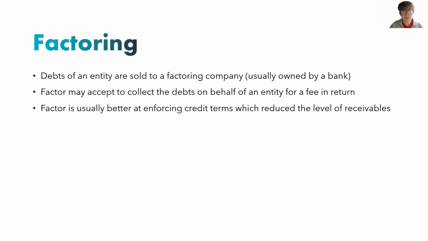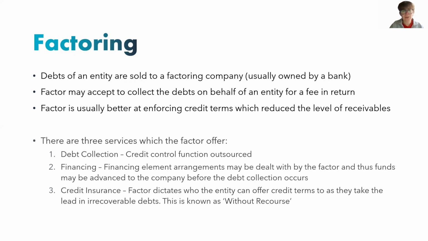There are three different services that a factor would offer. The first is debt collection, so essentially that is just outsourcing your credit control function. The second is financing. A financing element arrangement could be dealt with by the factor, and those funds may be advanced to the company before the debt collection even occurs. And the third could be to do with credit insurance. This is when the factor dictates who the entity can actually offer credit terms to, as they take the lead in irrecoverable debt. And this is what we know as without recourse.